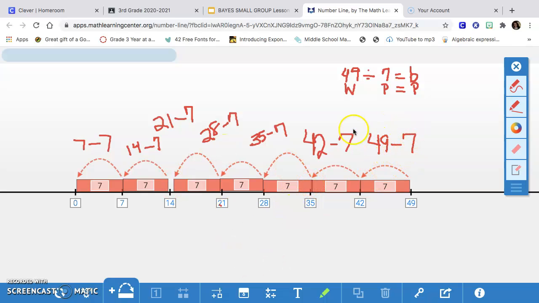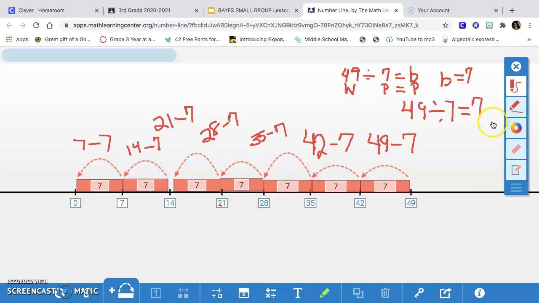Now, if I count how many times I hopped, that's going to give me my answer for my problem here. So let's start counting. 1, 2, 3, 4, 5, 6, 7. So the answer to this problem is going to be 7. So B is equal to 7. And you could write that as 49 divided by 7 equals 7. So if I'm doing repeated subtraction on a number line, this is how the problem would look.